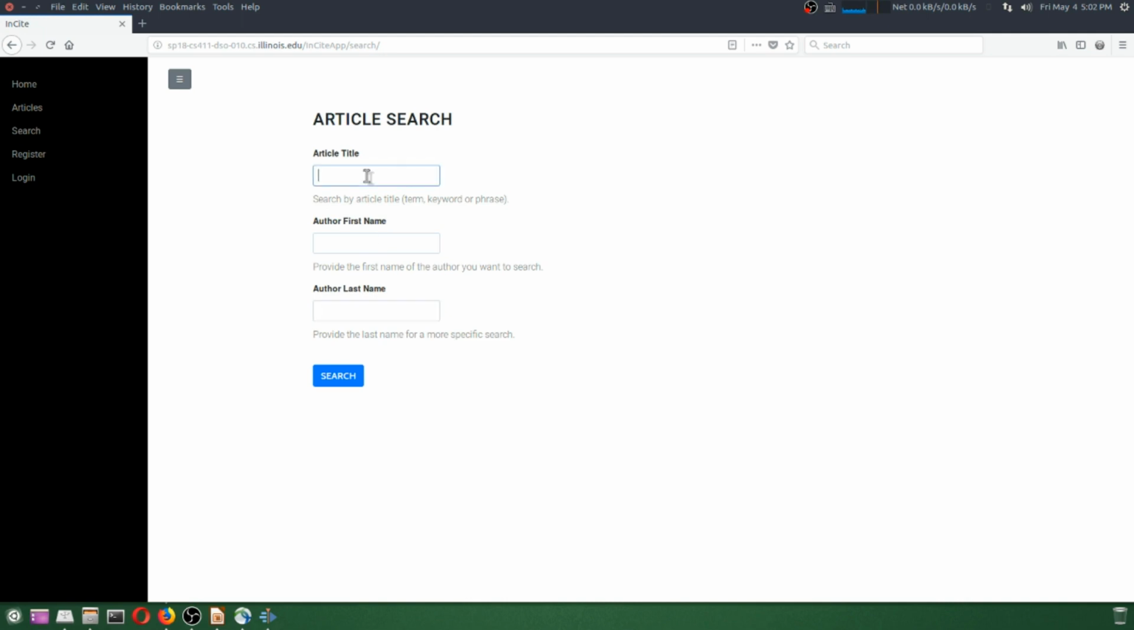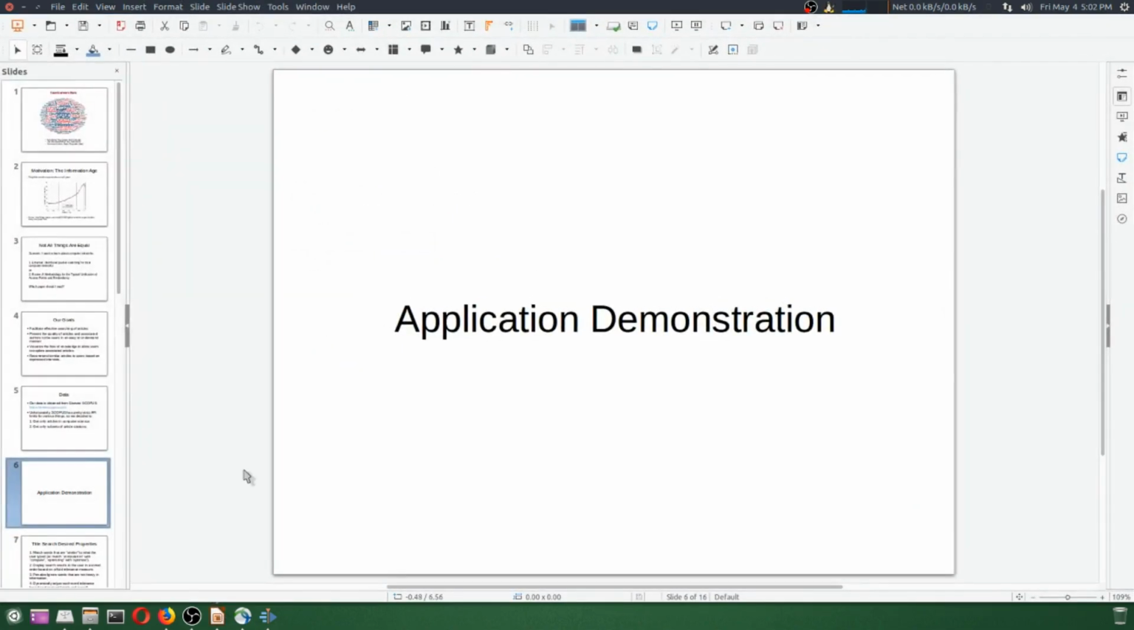Alright, so the more interesting search function is search by title. And you can search by title using terms, keywords, or phrases. I'm going to explain a little bit about why our search is not a simple word matching from the title string. So first I'm going to talk about the properties it satisfies.